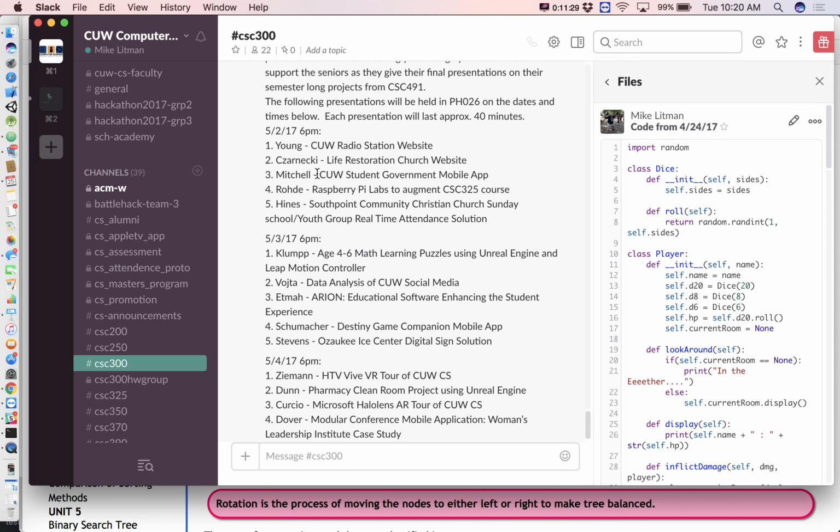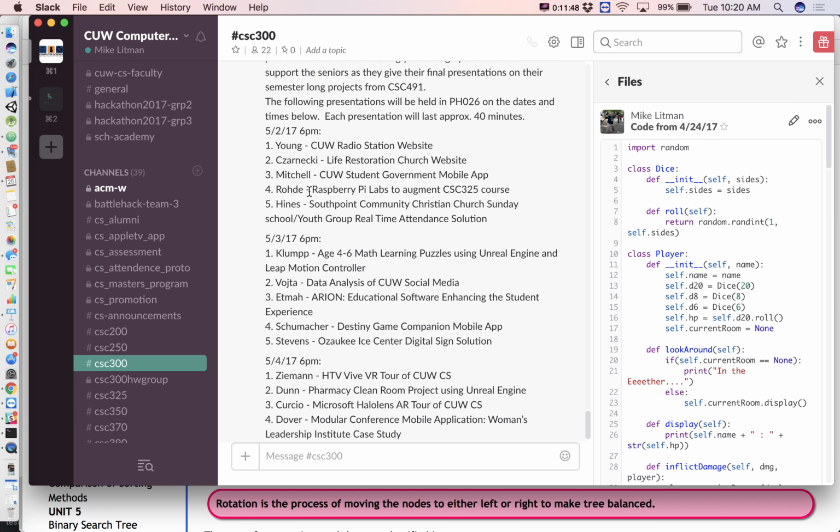Here's a computer science major. This is the Student Government Association mobile app. I think he wrote it for Android for the project. Originally, he was going to maybe look at cross-platform, but I think it ended up being for Android. So that's a computer science project. This one should actually be kind of neat.